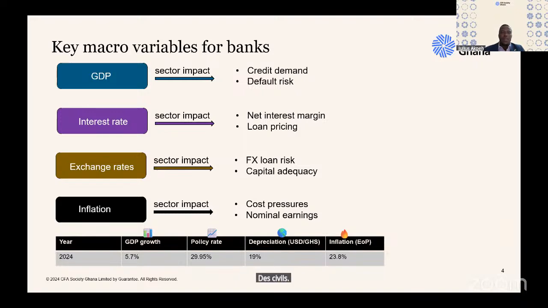pressures. If you look at 2024, for instance, GDP growth was about 5.7% recorded, and the policy rate stood at 29.95%. And the year-end CD depreciation was around 19%, and the end of period inflation is about 23.8%. That recorded. Now, if you look at it, you see clearly that the policy rate sits above the inflation. Of course, the policy rate exceeded the inflation, 29.95% against 23.8%.